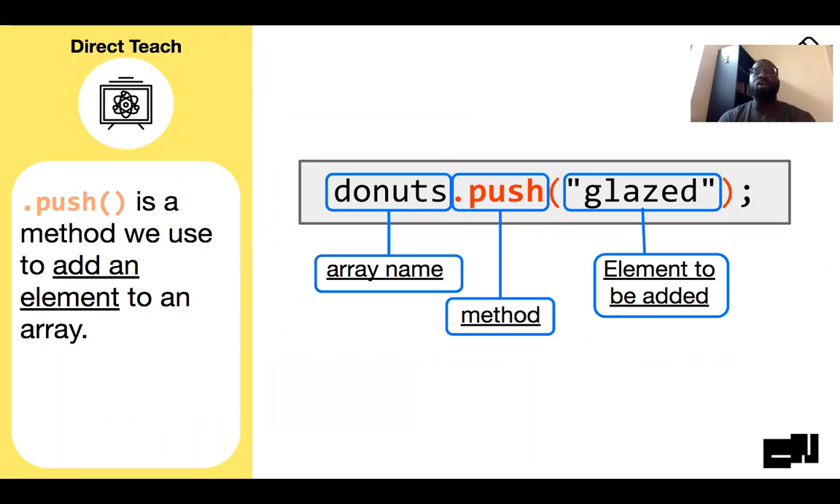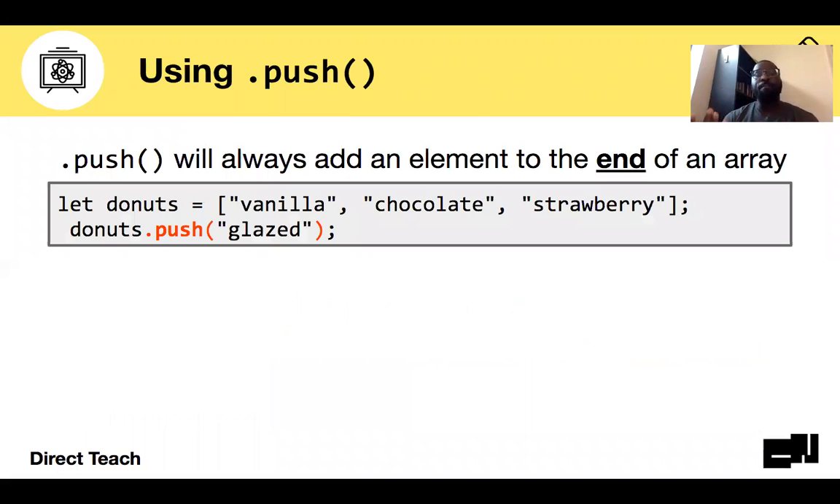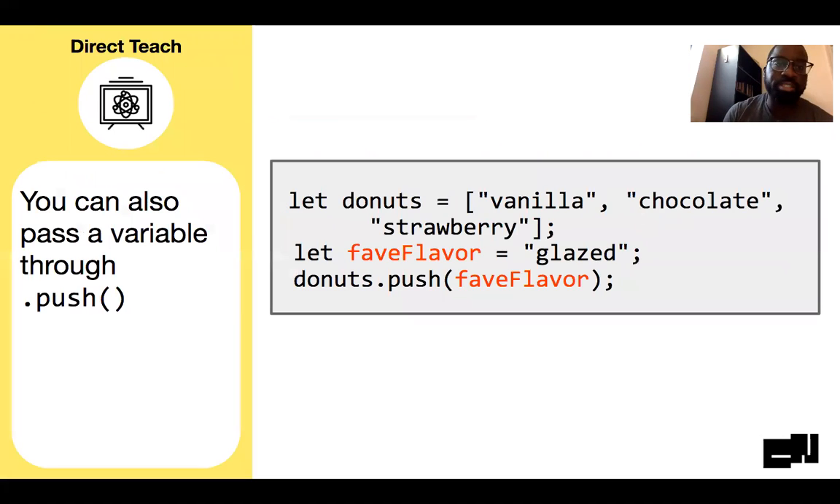So here we have an array called donuts, and we're using the dot push method to push in this string glaze, this element that'll be added to our array. With dot push, the element will always be added to the end of the array. So here we have an array called donuts with the strings vanilla, chocolate, and strawberry stored in them. These are our array elements. We're going to push in a string with the word glazed into our array, right? What will be stored in donuts is vanilla, chocolate, strawberry, and glazed, right?